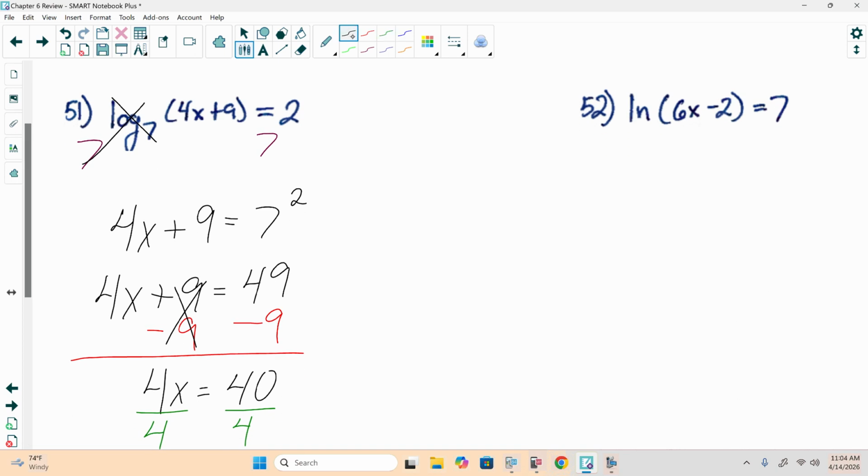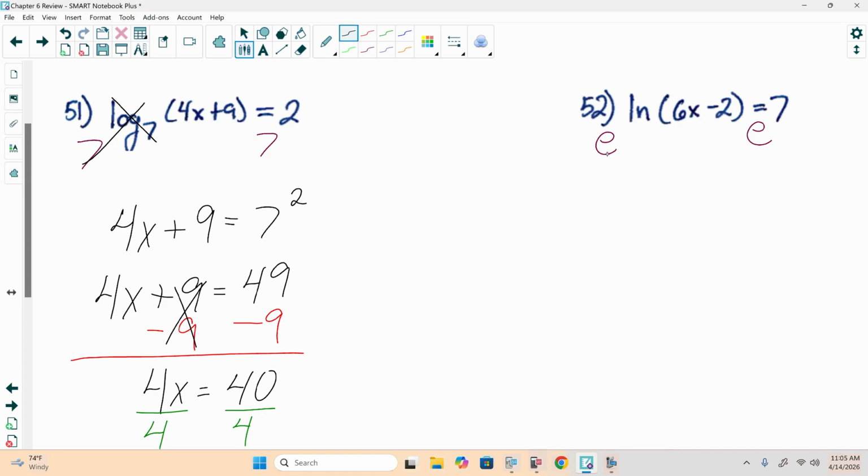Let's look at problem number 52. The natural log of 6x minus 2 equals 7. We have one term on either side, so we can apply the base of the logarithm as a base to both sides. Since we're talking about natural logs, even though the base is not written, it's understood to be e. So we're going to put both sides to the base of e.